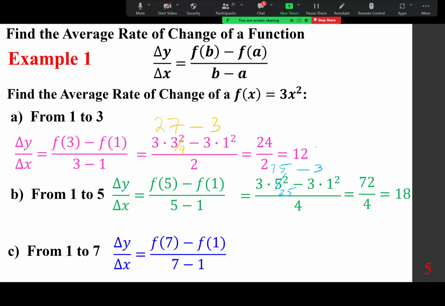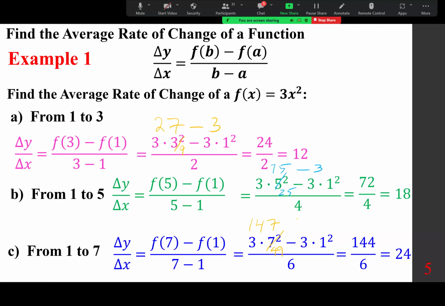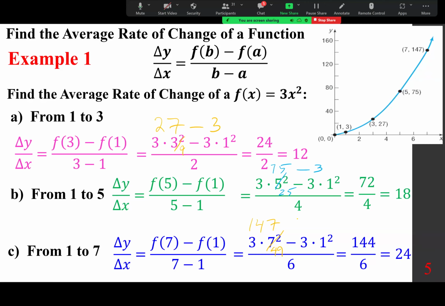1 to 7 the same way. 3 times x squared. That means 3 times 7 squared minus 3 times 1 squared. We get 24. We can plot those if need be. So the average rate of change of a function is simply rise over run.